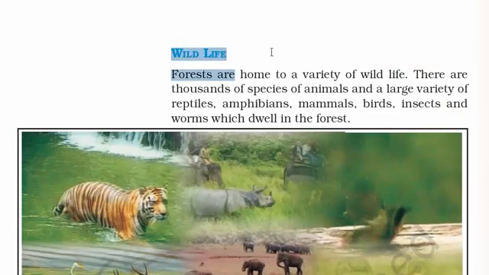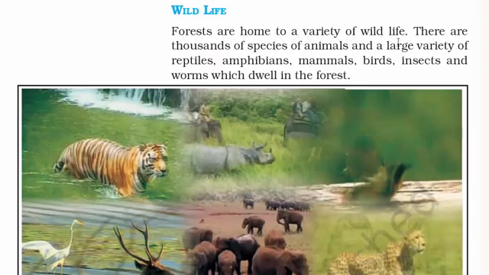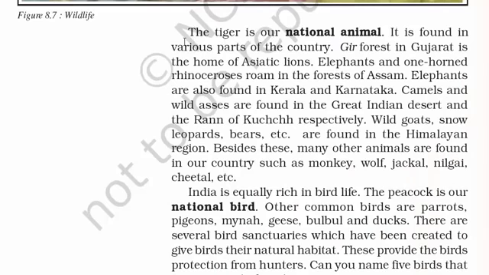Let's talk about wildlife. Forests are home to a variety of wildlife. There are thousands of species of animals and a large variety of reptiles, amphibians, mammals, birds, insects and worms which dwell in the forest. So tiger is a national animal. Then Gir forest is in Gujarat, which consists of lions. Elephants and one-horned rhinoceros roam in the forests of Assam. So rhinoceros are in Assam. Elephants are also found in Kerala and Karnataka.